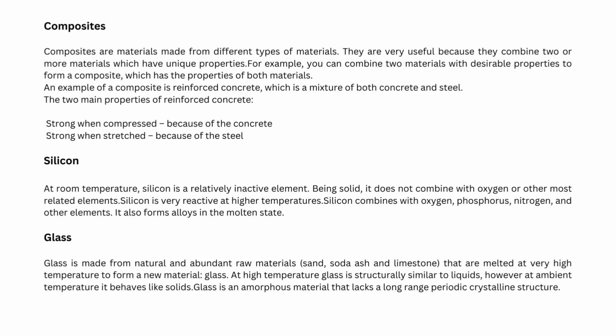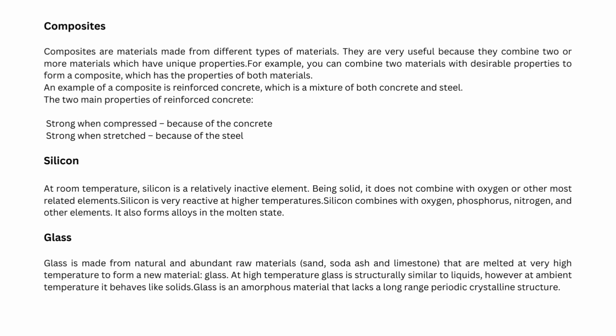Now let us look at composites. Composites are materials made from different types of materials. An example is reinforced concrete, and they are strong when compressed and strong when stretched. So composites are materials made from two different types of material. For example, reinforced concrete is a mixture of both concrete and steel. Silicon, at room temperature, is a relatively inactive element, and being solid, does not combine with oxygen or other elements.